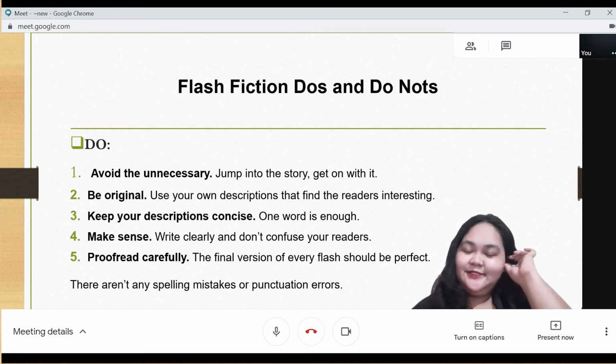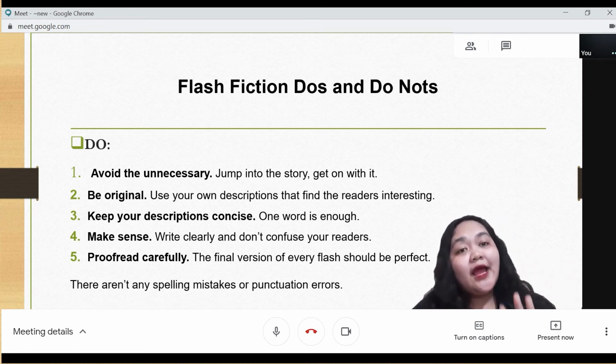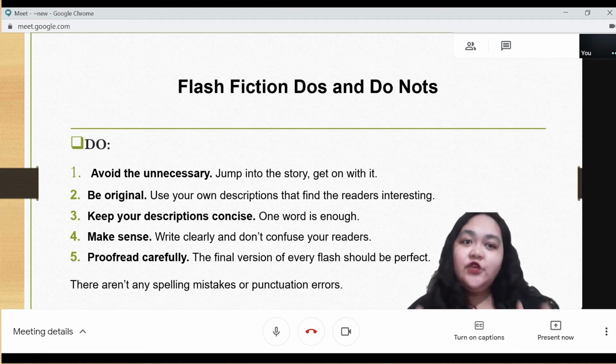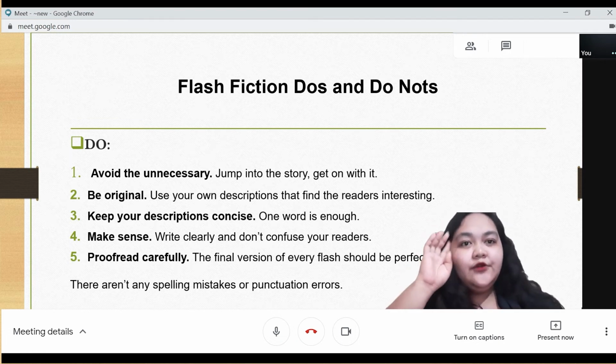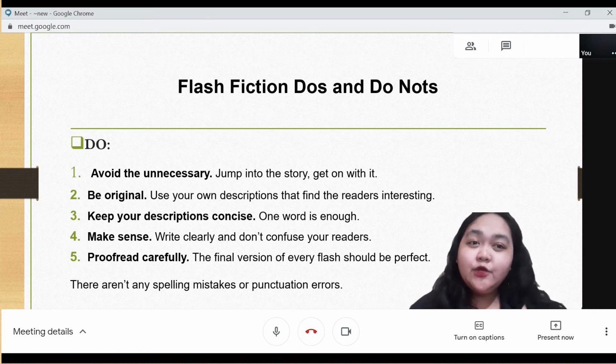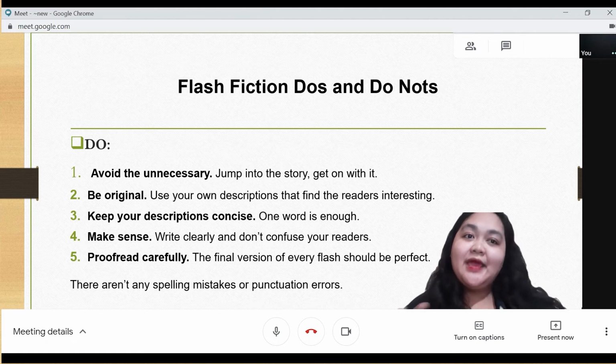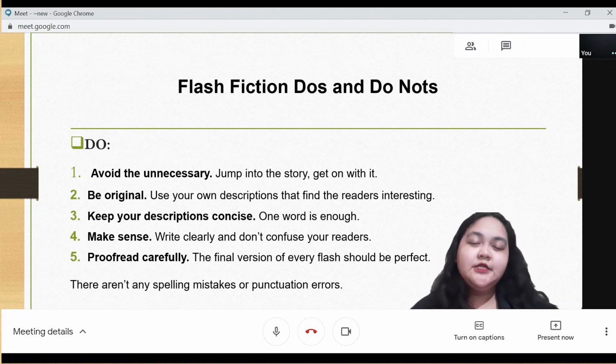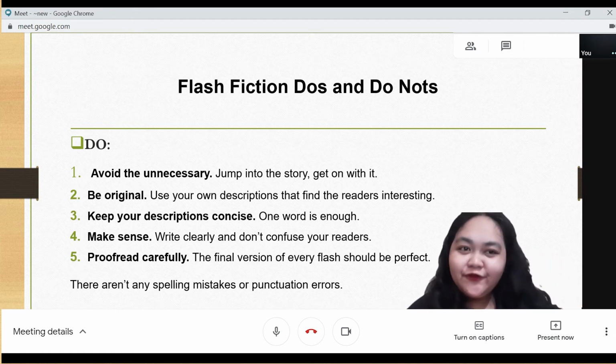Next, make sense. Write clearly and don't confuse your readers. Write with your own pace. Be original, make sense to your readers. The last one is proofread carefully.